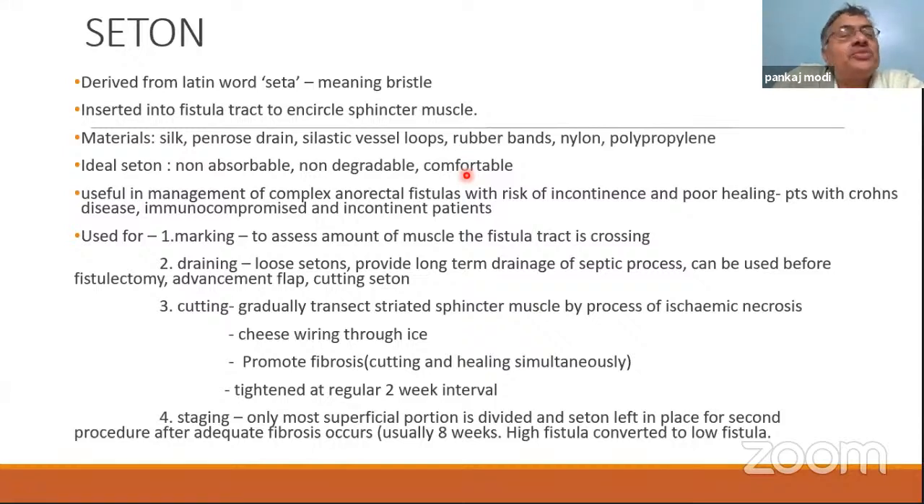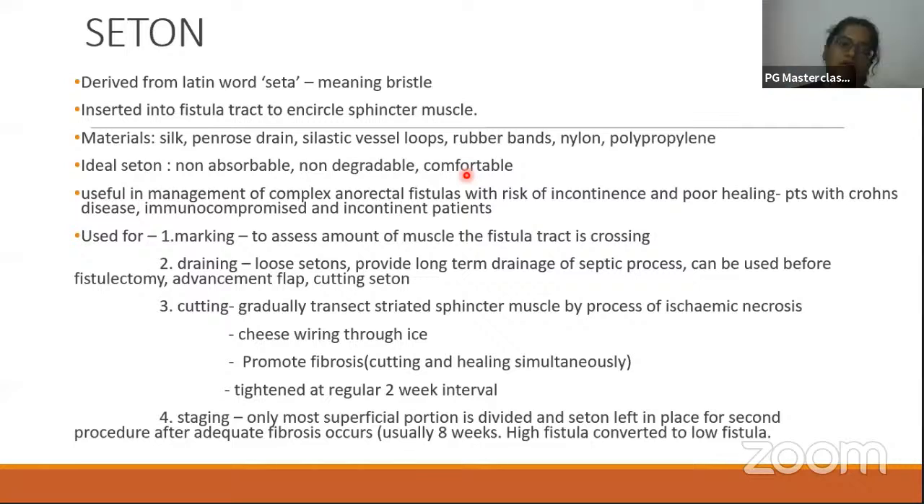Understand this point. Somebody must ask, why do we use silk more commonly? Nylon we usually use for a draining seton. Cutting seton on silk will cause more fibrosis because it will cause more tissue reaction. That is one more reason wire is not used commonly. Because we don't want only cutting, we want healing and fibrosis. So keep that in mind. That's why intentionally there is no word minimum reaction.